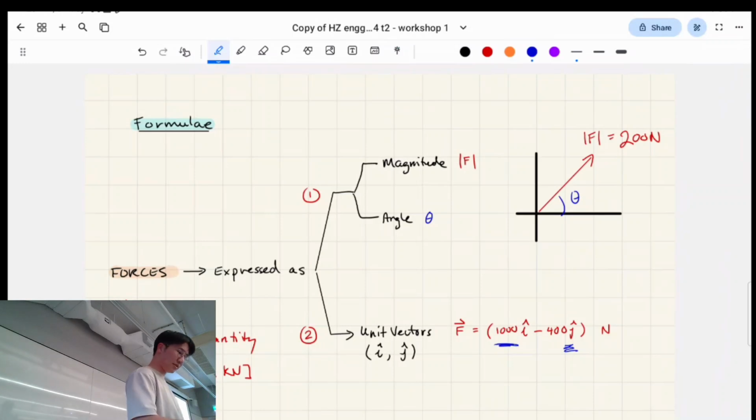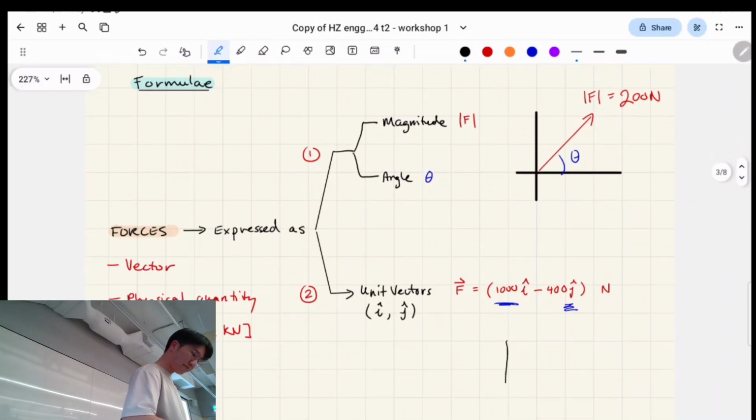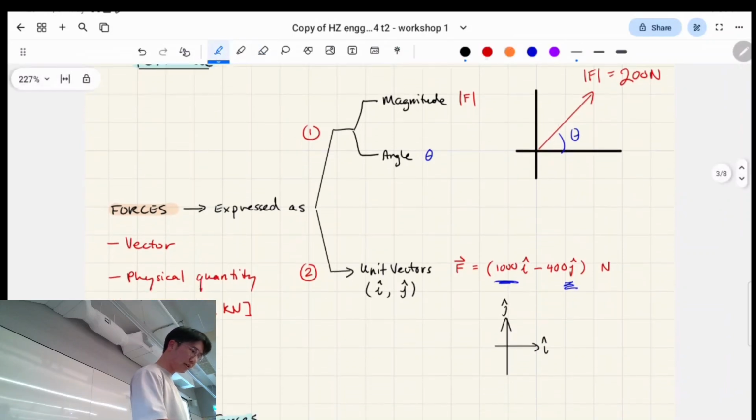Sorry, I should probably draw this out. So that's the I direction, that's the J direction. Basically, we're referring to 1,000 I that way and 400 J acting down, right? If it's negative magnitude.